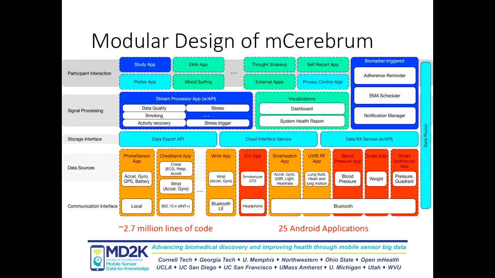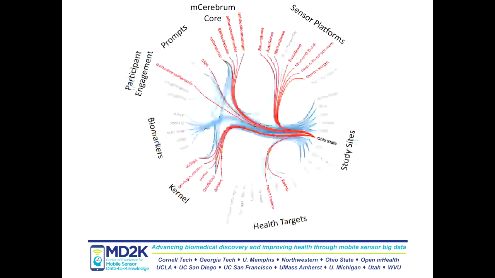So in total, there's about 2.7 million lines of code that make up all of these applications. And to date, there's at least 25 applications in the system, and this number seems to be growing week by week and month by month as we add new capabilities. However, this diagram really doesn't demonstrate the configurability and expressiveness of the system.